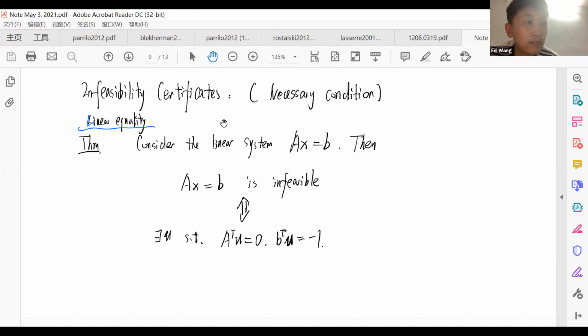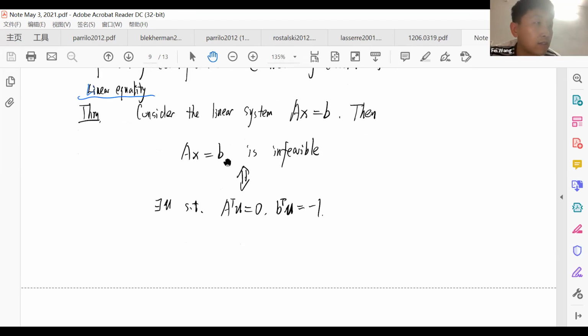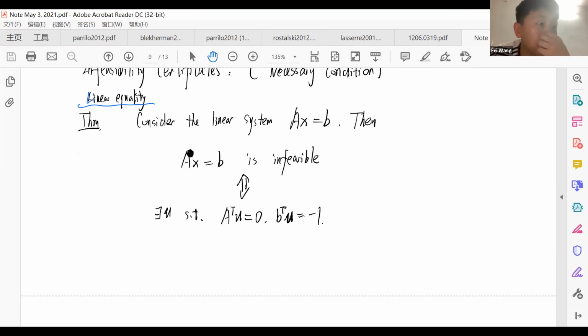Yeah, so let's say we have this first one for linear equalities. We consider the linear system Ax = b. Then the system is infeasible if and only if there exists u such that A transpose u is 0 and b transpose u is -1. Okay.